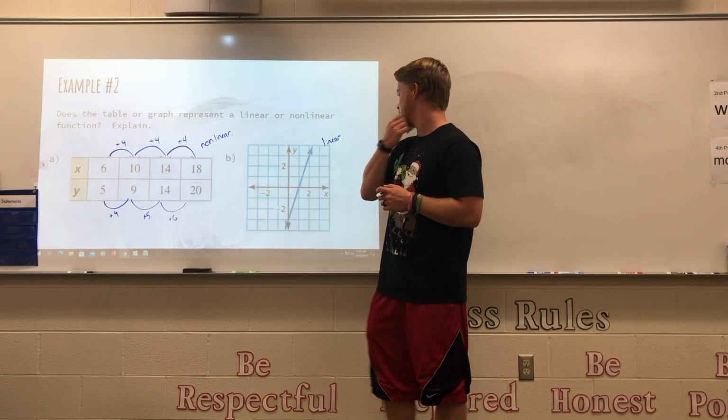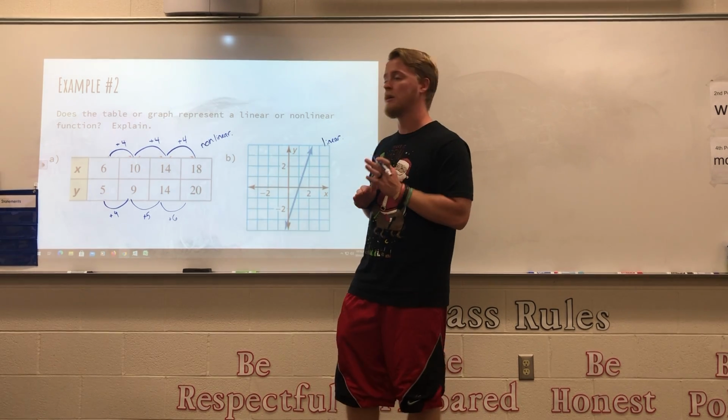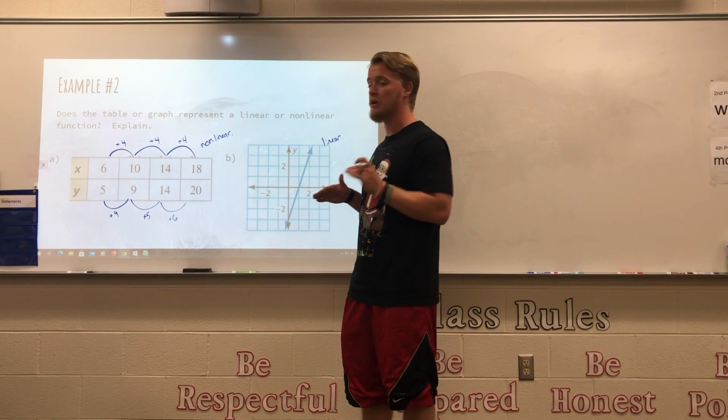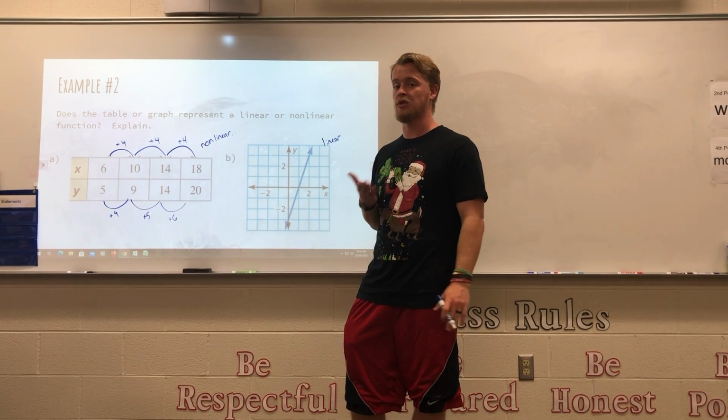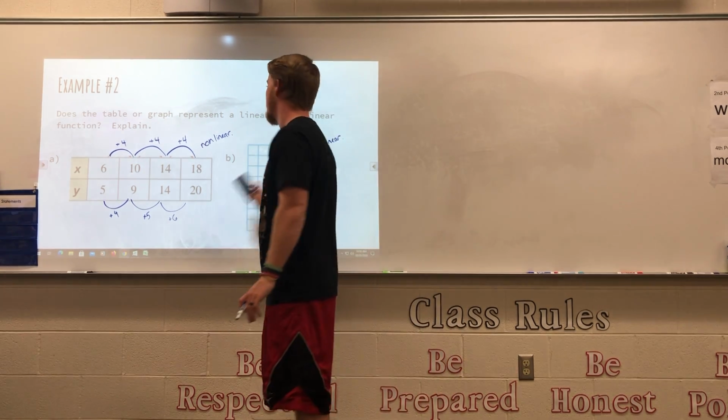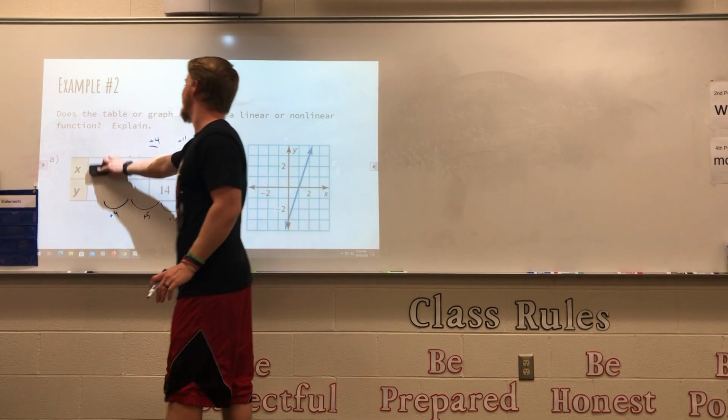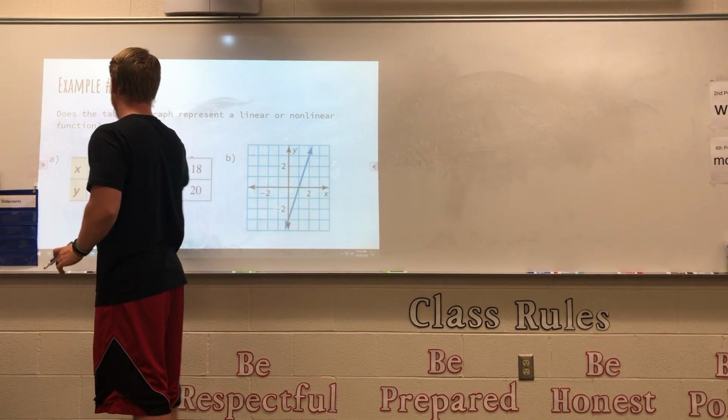So, part A, remember with tables, check its pattern for both. And part B, you're just checking on graphs to see if it's a straight line or not. Okay, so make sure you can determine whether you have a linear or nonlinear function.